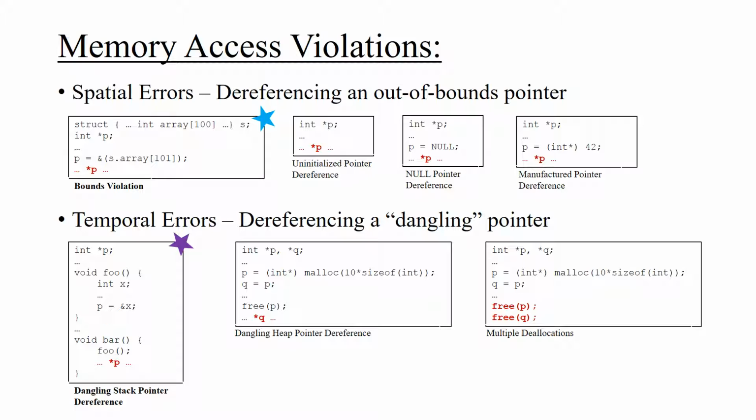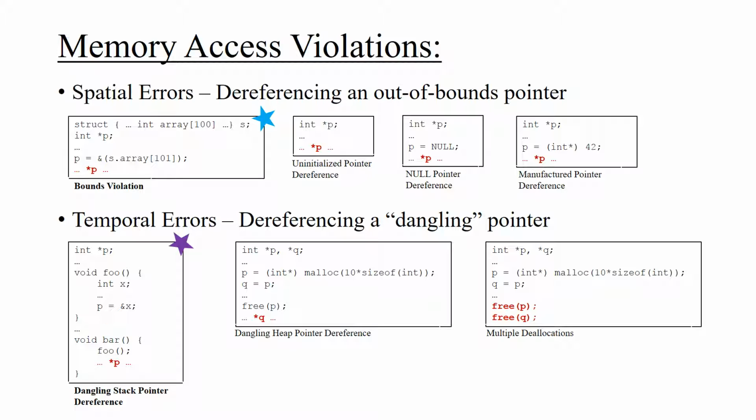Now, both spatial and temporal errors are caused from dereferencing a pointer, and depending on how the pointer is dereferenced, correlates to what specific error has been targeted. Spatial errors dereference a pointer to outside of its allocated memory space, whereas temporal errors dereference a dangling pointer, which is defined as pointers that do not point to a valid object of the appropriate type.